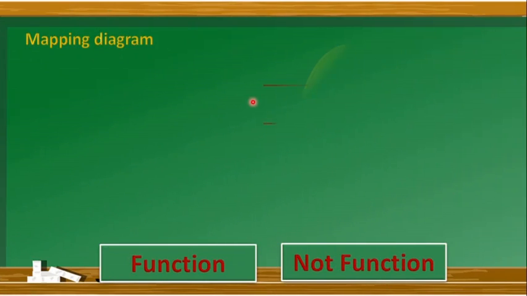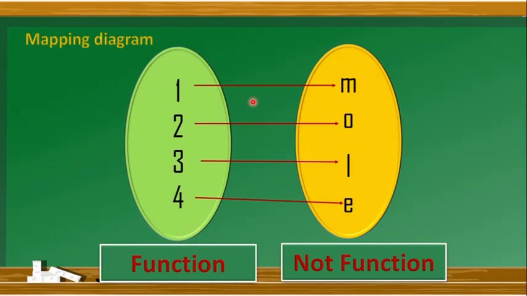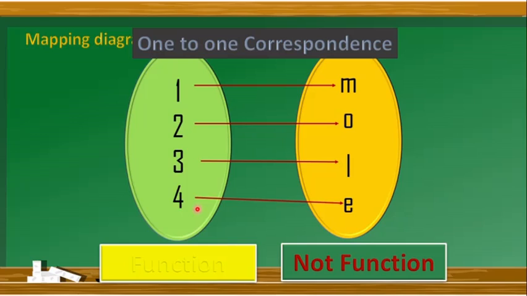Okay, the last one. As you can see, it is clear that each domain value is associated to only one value of y, or our range. So it is clearly an example of a function, and this is referring to a one-to-one correspondence. If it is a one-to-one correspondence, then it is clearly a function.